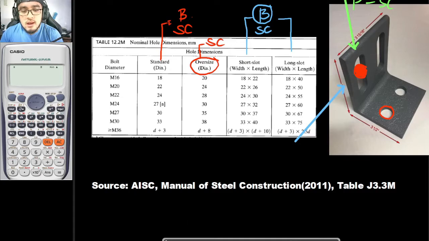It is here where you can use bearing type connection or your slip critical connection. As you can see, may contact surface tayo dito sa portion na to. So meron tayong bearing dito sa part na to. So we can use bearing type connection.